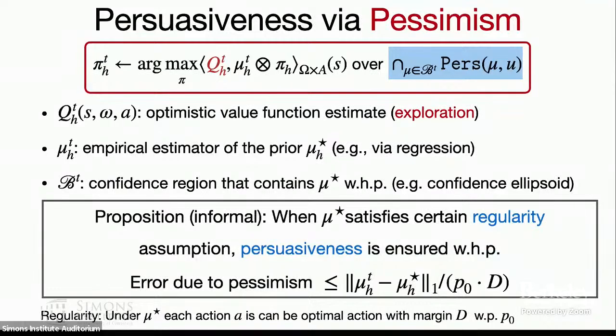And this result is obtained assuming that the prior distribution satisfies a certain regularity condition. The regularity condition intuitively means that every action can be the optimal action with some margin and with constant probability. In some sense, that means each action can be persuaded. Because just consider a bandit problem. If there is some action you will never let the receiver take, then there's no way you can explore this action. So this regularity condition essentially means that all possible action sequences can be persuaded.